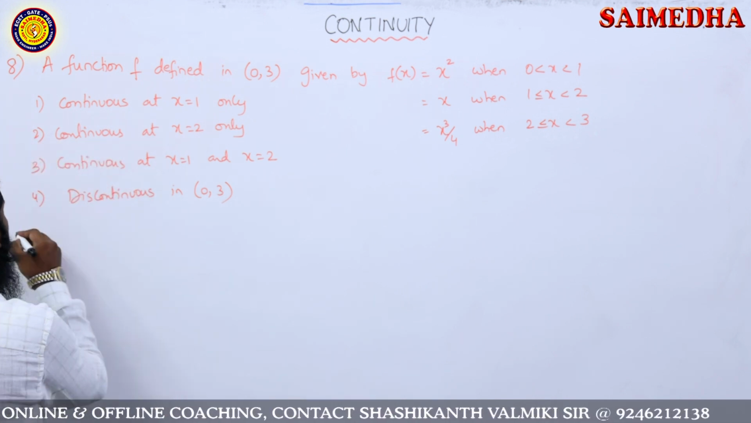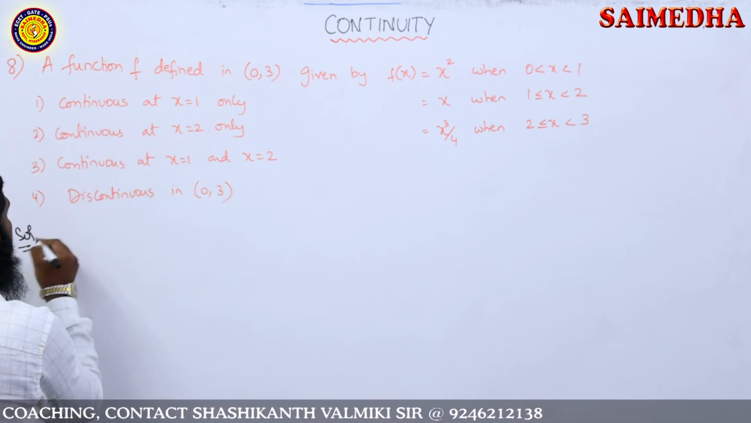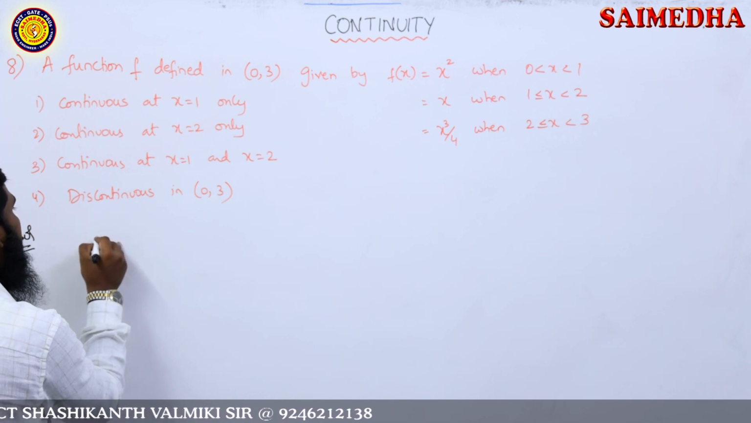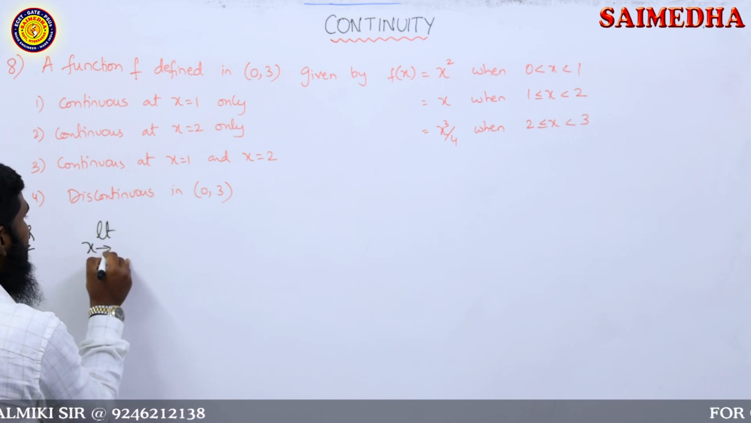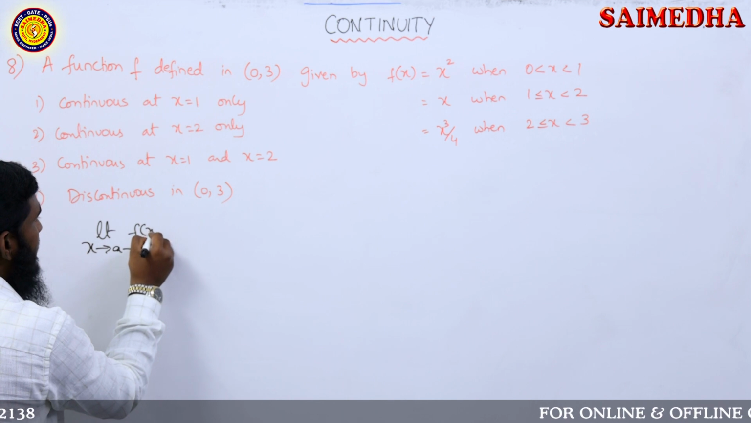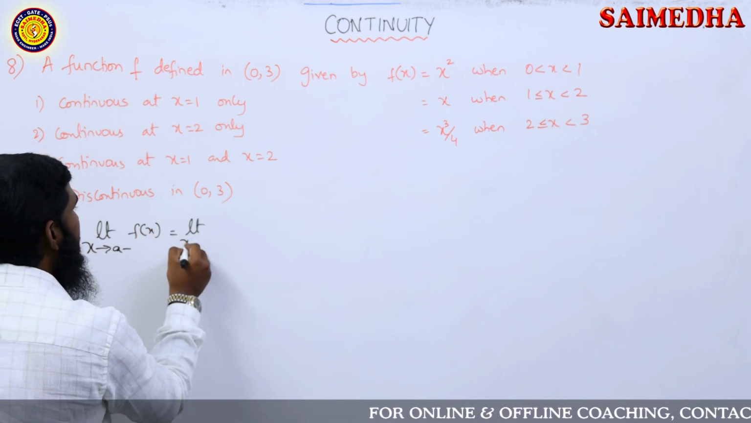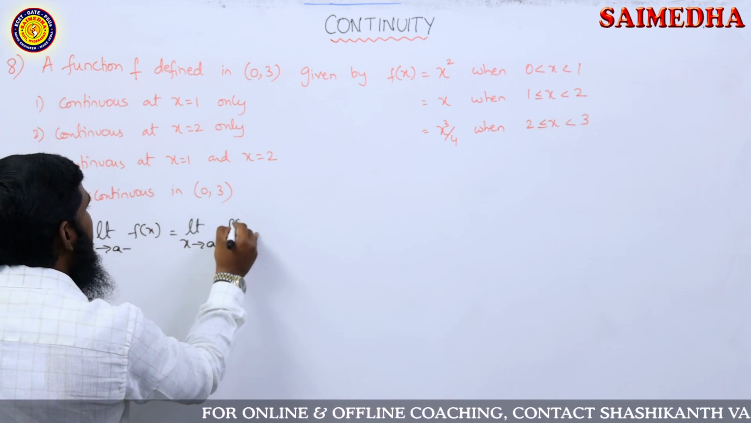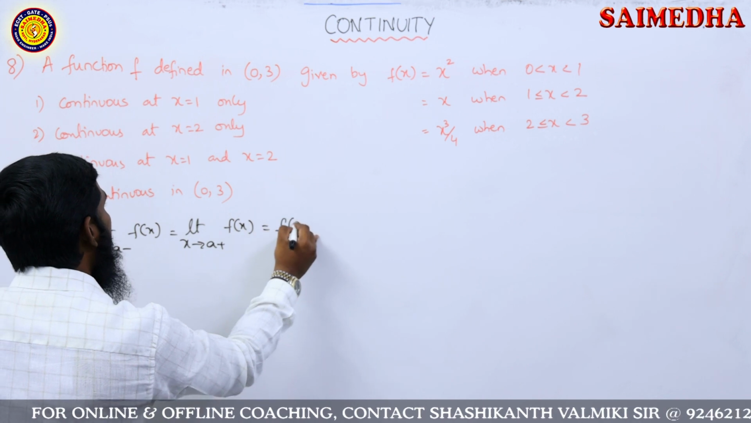So what is the condition actually? First let us write the condition here. The condition for a continuous function is limit x tends to a minus of f of x equals limit x tends to a plus of f of x, which equals f of a.